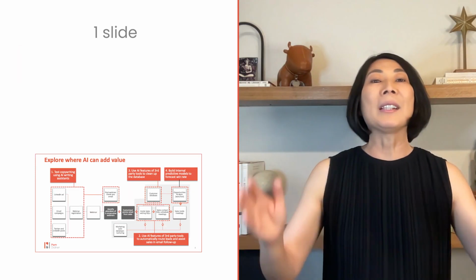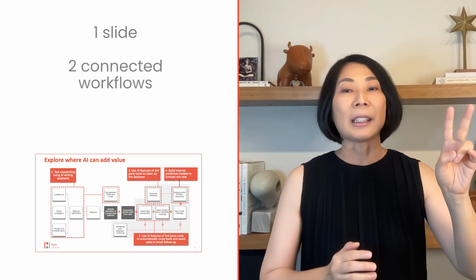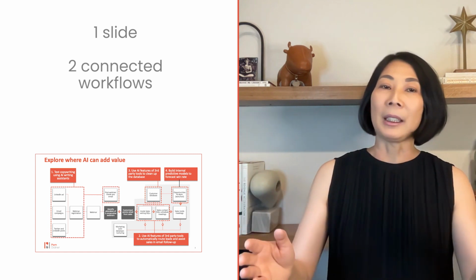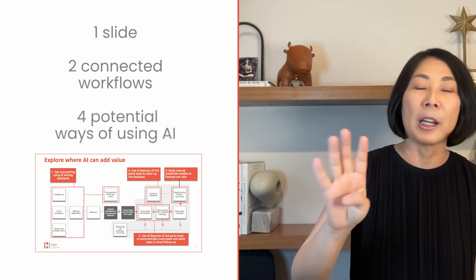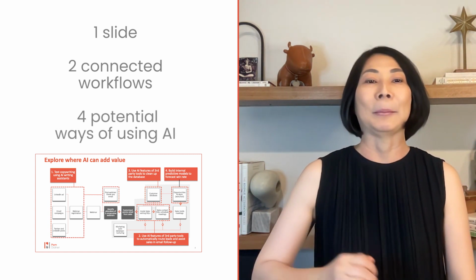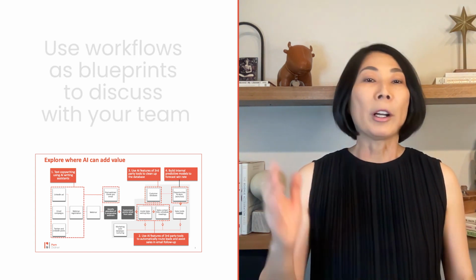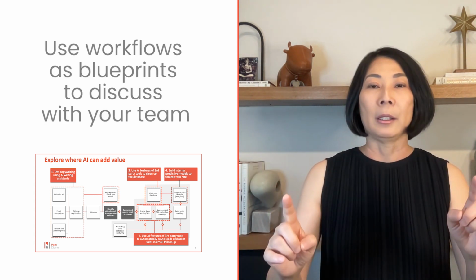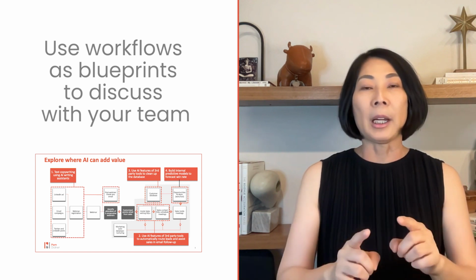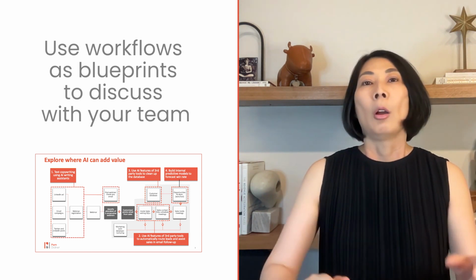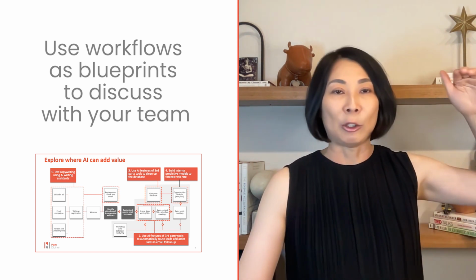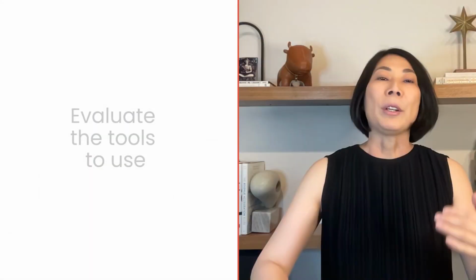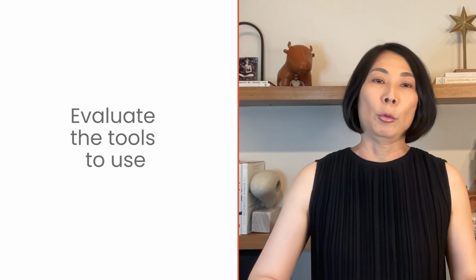So here is one slide, 2 connected workflows between sales and marketing, and the 4 potential ways to use AI. The workflow serves as a blueprint to discuss with your teams in terms of what you want to do with AI at the organizational level. The next step is to evaluate the tools you want to use.